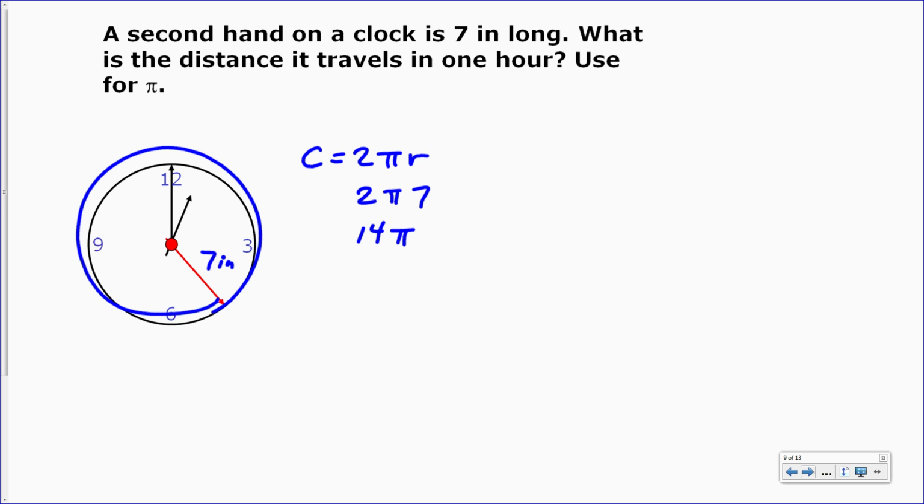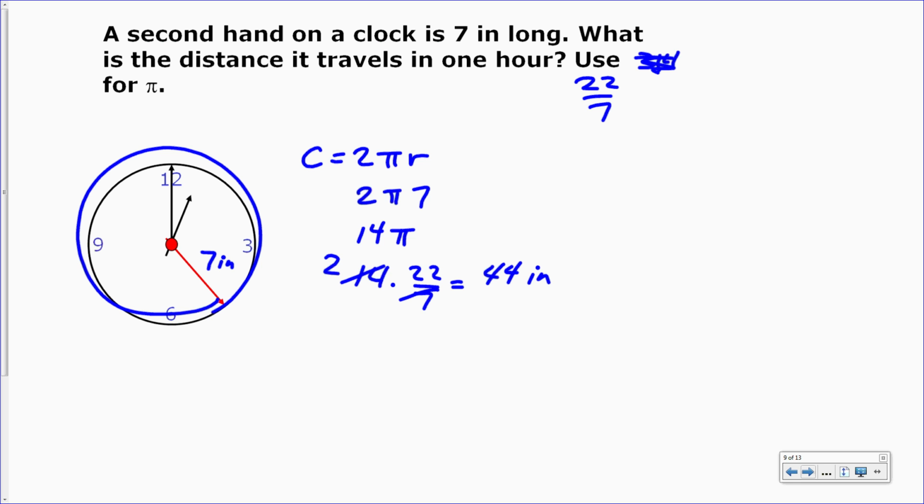But it doesn't tell us what to use. We'll use 3.14 for pi. Or we could use 22 sevenths. Let's use 22 sevenths again. So if I take 14 times 22 sevenths, well, 7 goes into 14 2 times. So it basically is going to go 44 inches, 1 revolution.